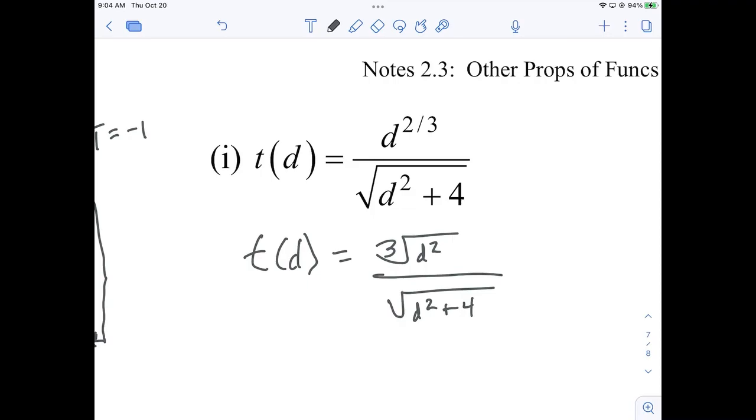It has an odd exponent of a third, but look what the first thing we're doing to it is. We're squaring it, right? So plugging in positives and plugging in negatives, is it going to change at all in the top? Is it going to be the same? Yeah. And when that happens, that means that it's an even function. And in the bottom, the square root of D squared plus 4, what's D squared plus 4?